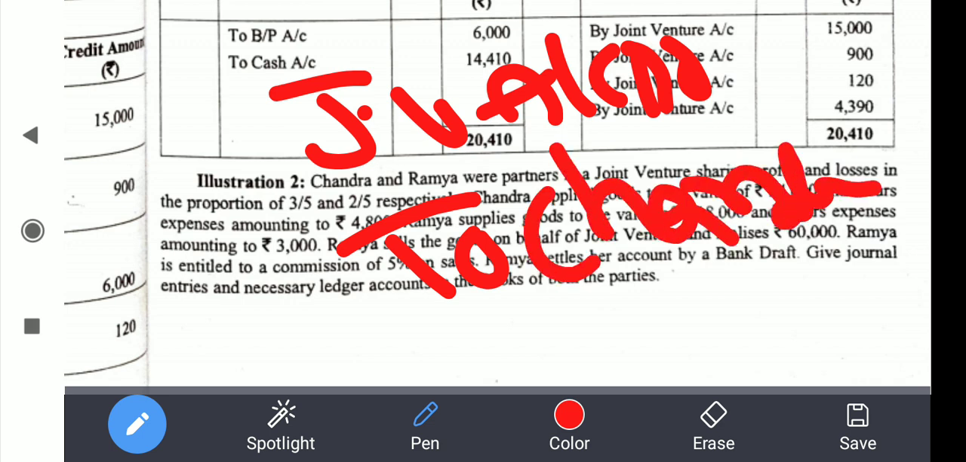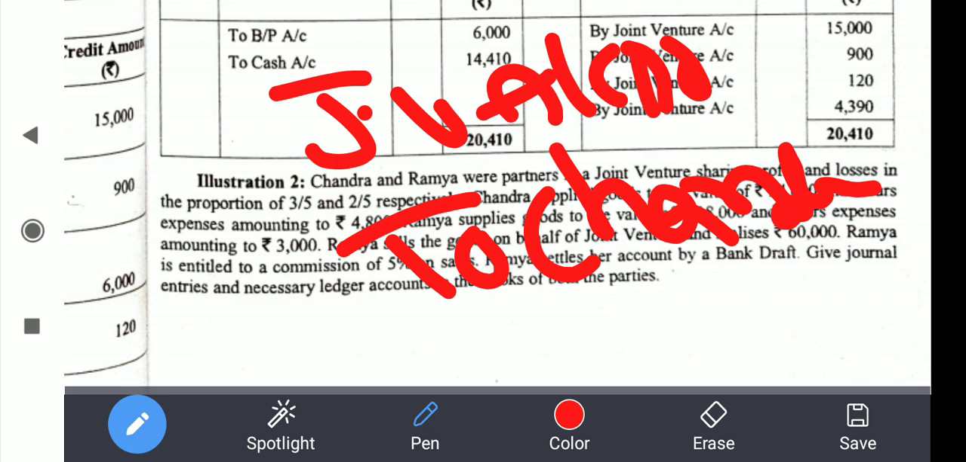Don't write goods account. If you write goods account, that indicates what? That is goods supplied by Ramya. In the books of Ramya, we do not write the name of Ramya, but we have to write goods account. In the books of Ramya, we can write the name of the other co-venturer, that is Chandra. Joint venture account debit to Chandra account.